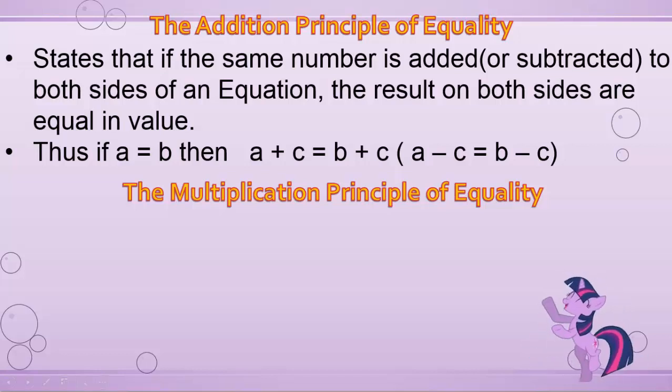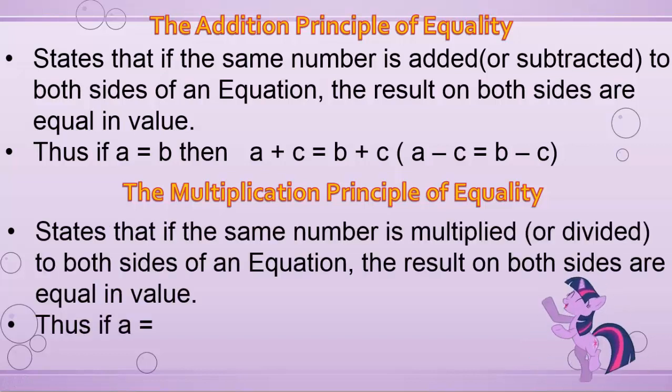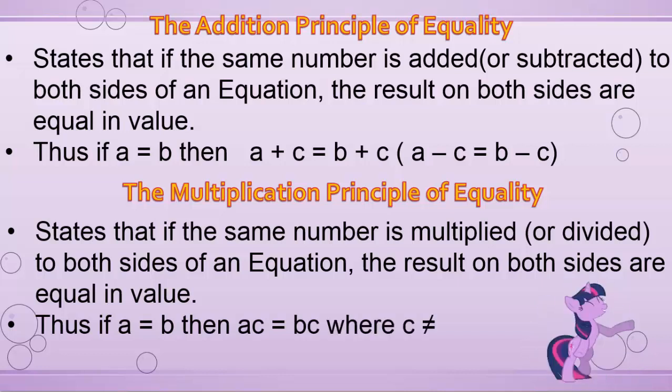The multiplication principle of equality states that if the same number is multiplied or divided to both sides of an equation, the result on both sides of the equation are equal in value. Thus, if A is equal to B, then AC is equal to BC, where C is not equal to 0.